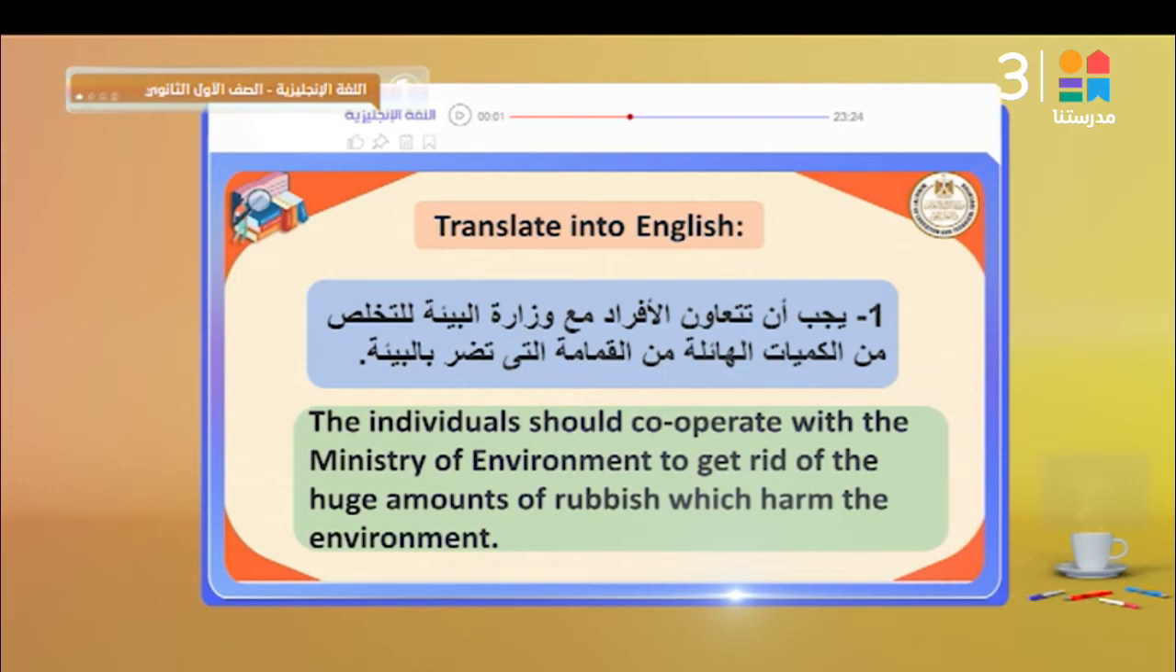To get rid of the huge amounts of rubbish which harm the environment.